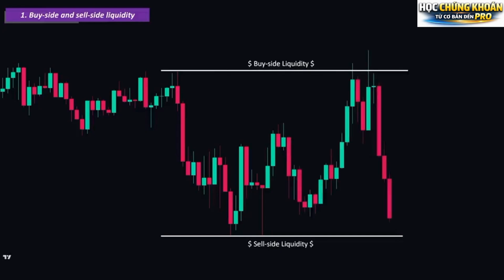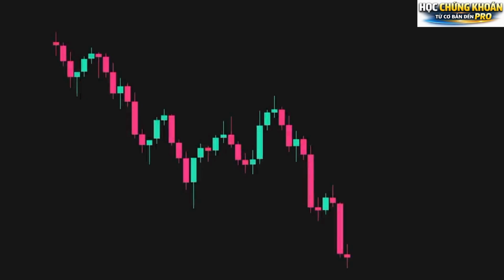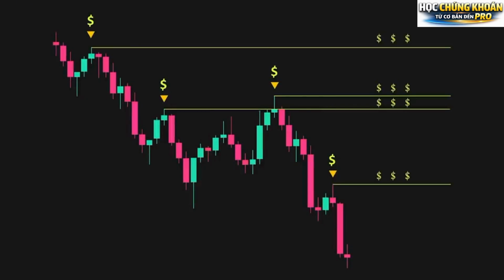In this example, these are our identifiable swing highs and lows, which we mark as liquidity levels on the chart. The reason is that these points form levels of market structure where traders have previously entered the market. If price pulls back to these levels, there is a higher chance that traders will place orders again. So liquidity tends to build around these levels, and this is where manipulation can happen.